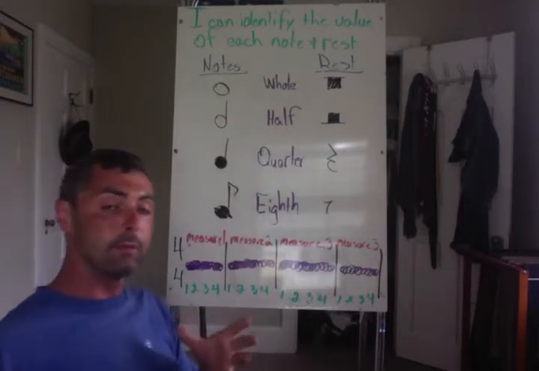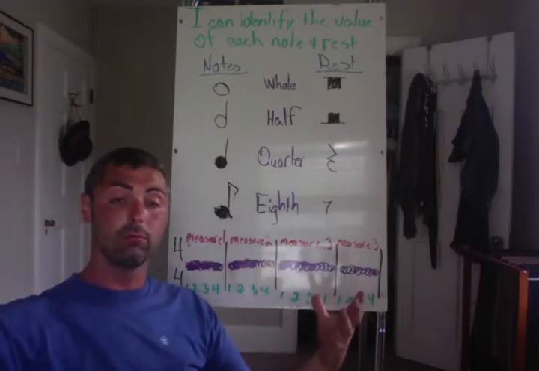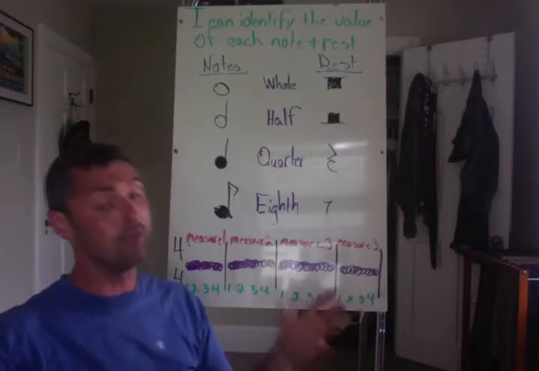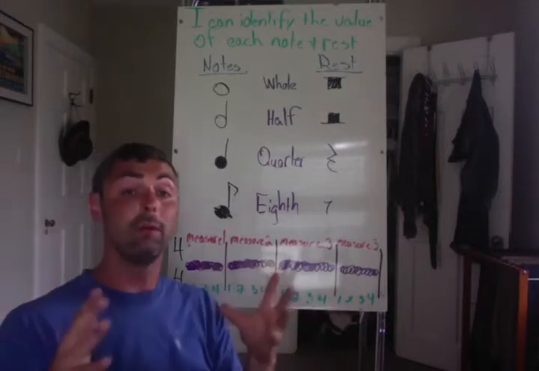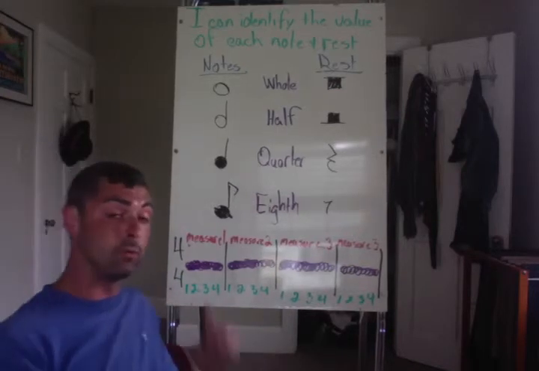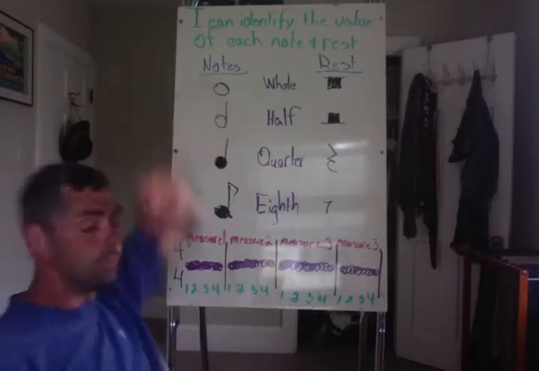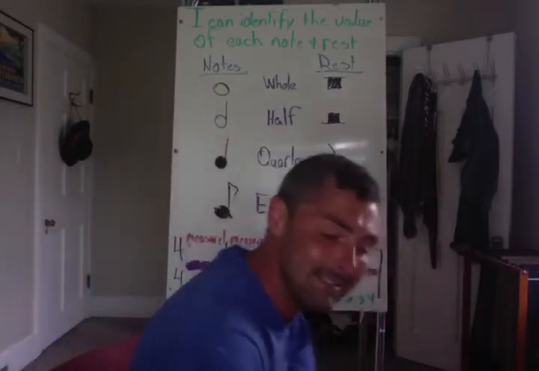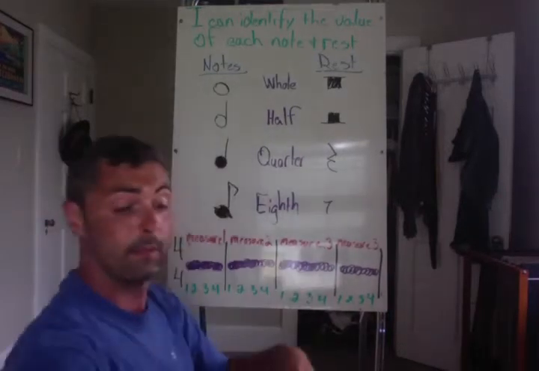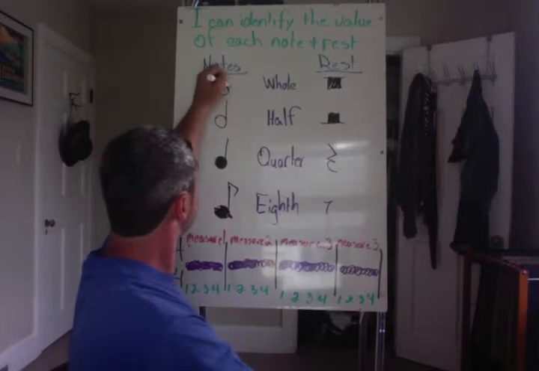Then you should come to the conclusion that a whole note is taking up a whole bar line? No. No. Measure. It's taking up a whole measure. Since there's 4 beats in each one of these measures, because the top number is telling us that, then the whole note just has to get 4 beats. So a whole note equals 4 beats.